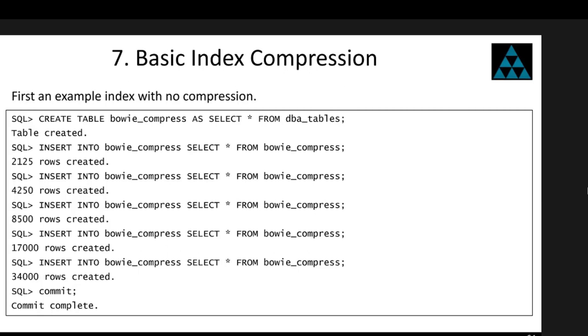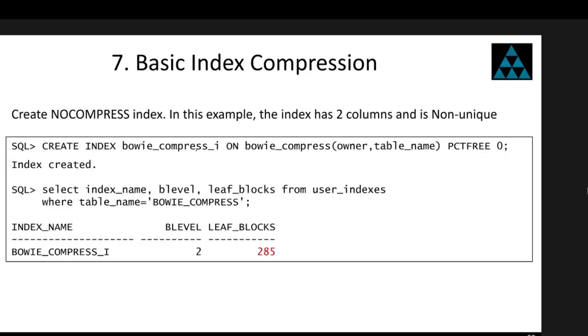All right. I'm going to create this index to begin with on owner and table name with a PCTFREE equal to 0, meaning don't waste any precious space when I create the index for subsequent inserts. Make this index as small as possible straight off. So 285 blocks is the size of my index by default with no compression.